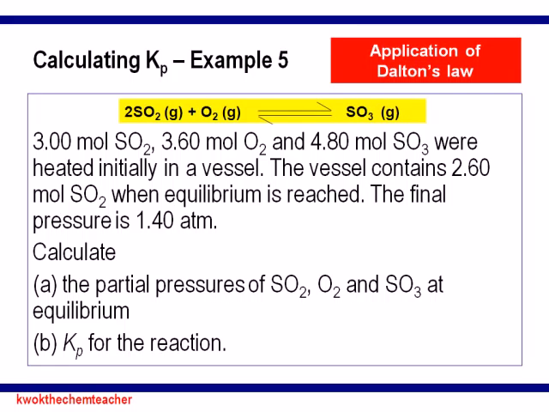The vessel contains 2.60 moles of sulfur dioxide when equilibrium is reached. The final pressure is 1.4 atmospheric. You are asked to calculate the partial pressure of sulfur dioxide, oxygen, and sulfur trioxide at equilibrium. You are also asked to calculate the Kp for this reaction.